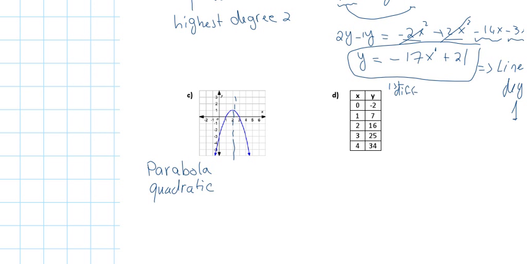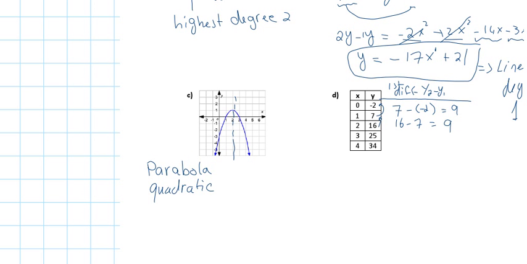So when I do the first difference, basically I take my y values and I subtract the bottom minus the top. So that's y2 minus y1. I take the y value, the bottom one, and I subtract the top from it. So that's going to be 7 take away -2. So that's 9, because 7 minus a negative is positive, so that's 7 plus 2, which is 9. Then what do I do? 16 minus 7. What's 16 minus 7? 9.